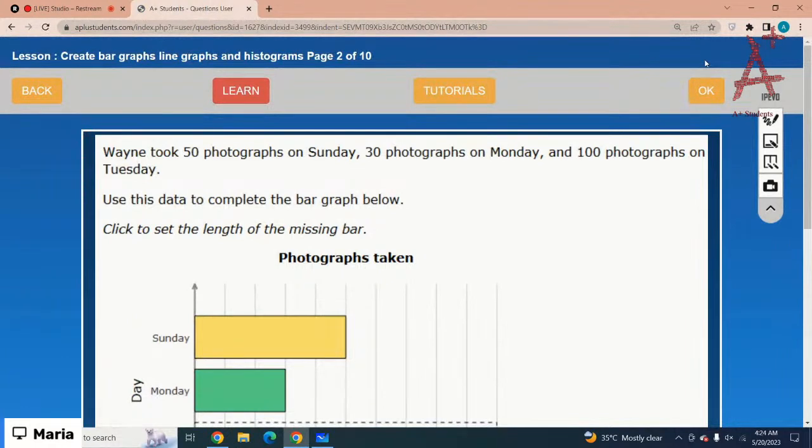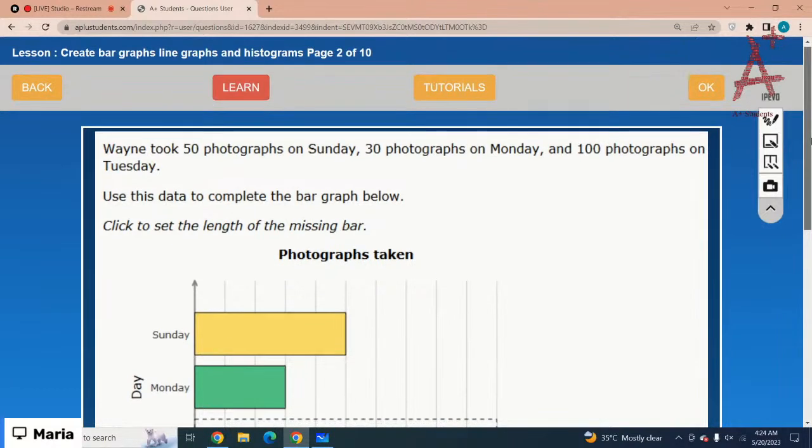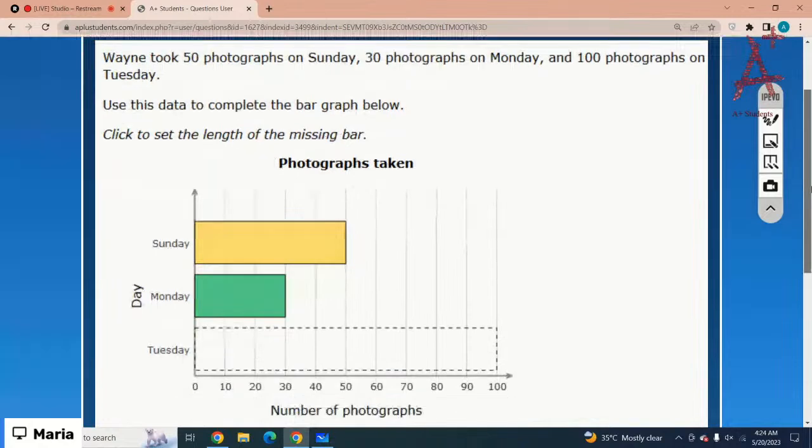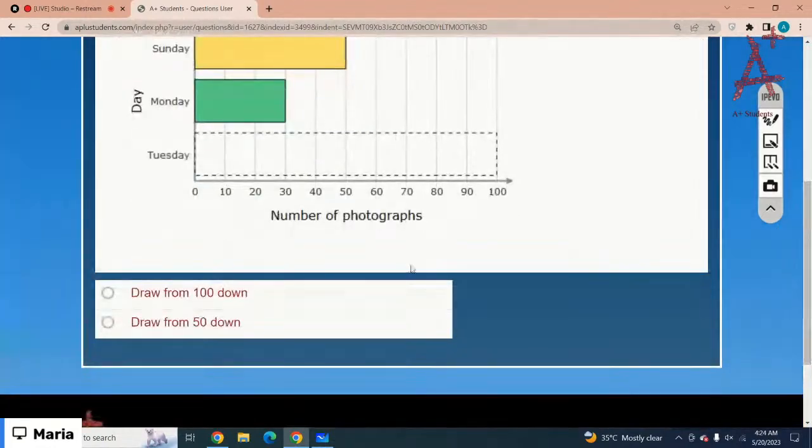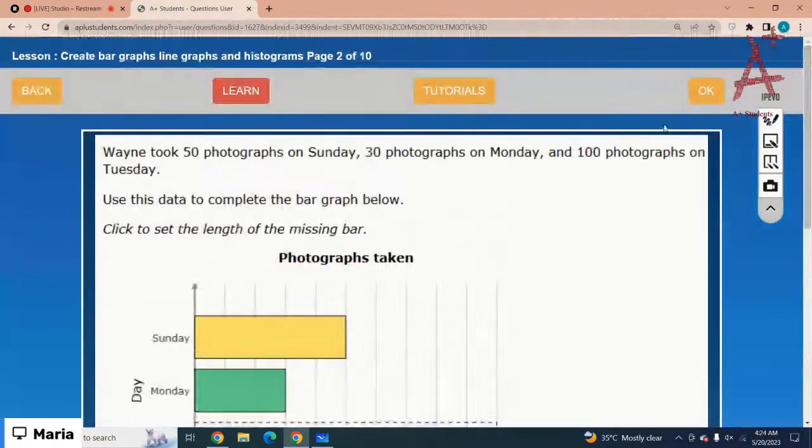Next, a photographer took 50 photographs on Sunday, 30 photographs on Monday, and 100 photographs on Tuesday. Use this data to complete the bar graph below. So which is the correct option? You have to make a bar that matches 100. It would be draw from 100 down, from 100 till 0. Got it? So that would be the correct option.